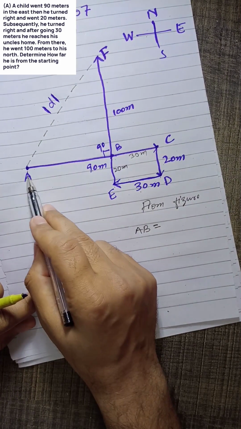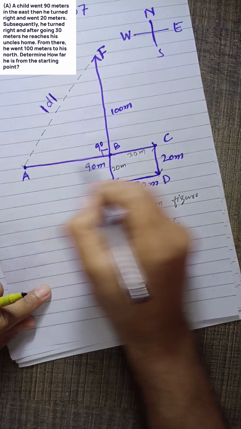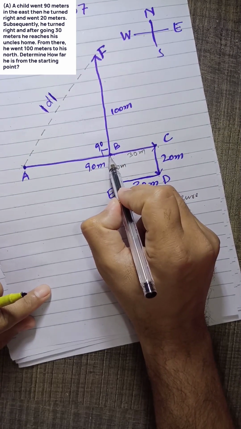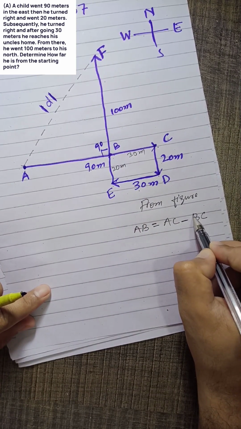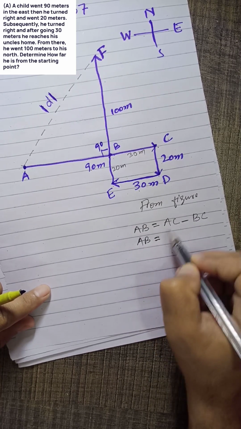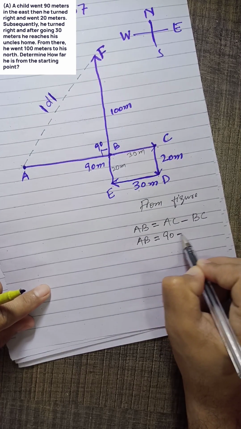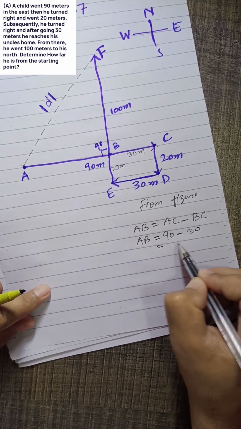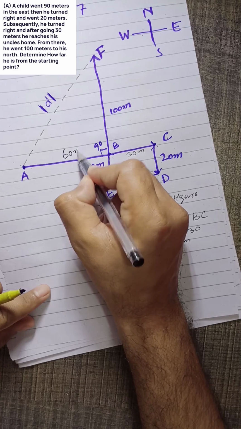Now we have to find distance A to B. A to B will be equal to A to C, this total distance, subtraction B to C. AB distance will be equal to, now AC distance is 90 meter minus B to C distance is 30 meter. So this is 60 meter. Now this distance is 60 meter.